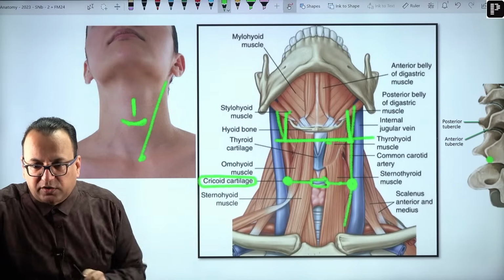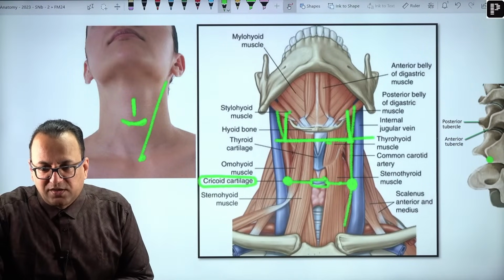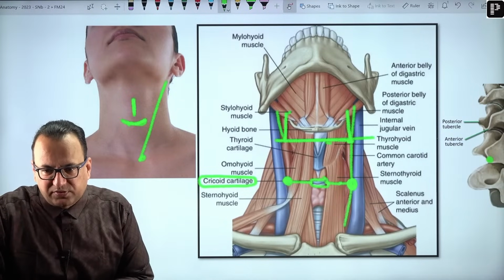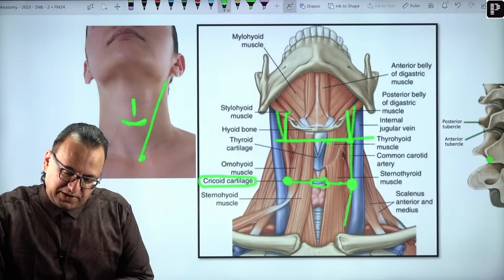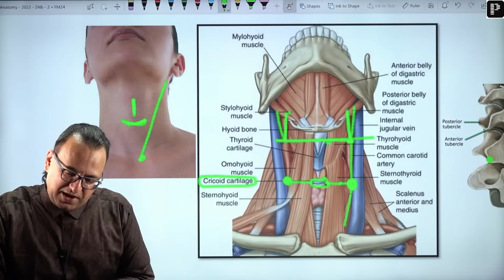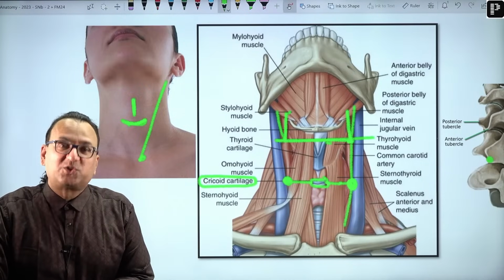Sir, you haven't taught the muscles of face in head and neck. What is this? Sir, you haven't taught the muscles of face in head and neck. Muscles of face. But you have studied from which source?